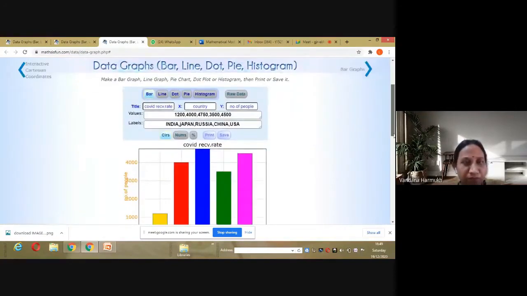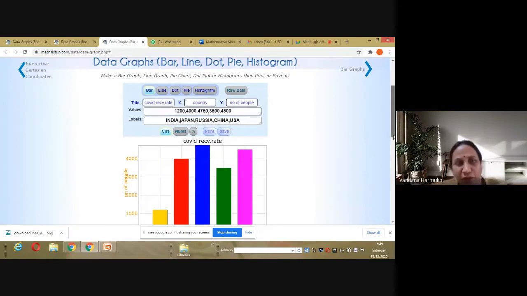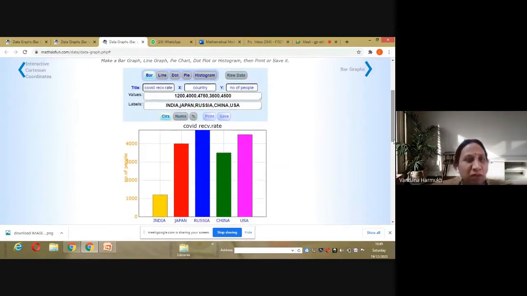Now, these are the individual bar graphs for the recovery rate of all the major 5 countries. This is an individual bar graph. And we are using Maths Is Fun. We have filled in the fields, title, x-axis and y-axis fields. We have put in the values and the labels as we were told in the morning demo.